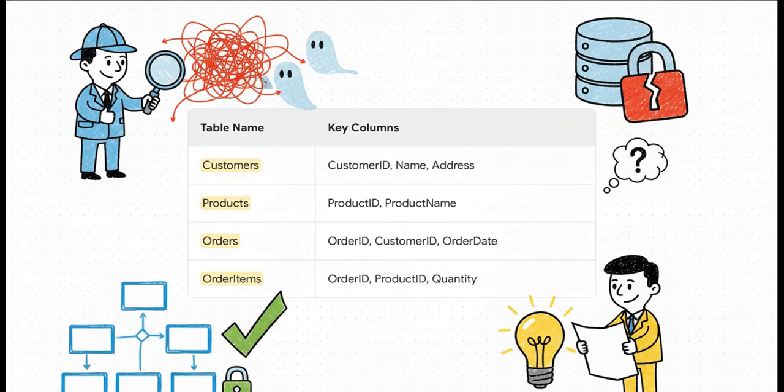Now, if John moves, you update his address in one spot, and every single order he's ever placed is instantly linked to the correct, new information. Case closed on that bug.